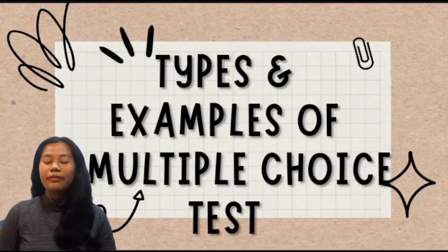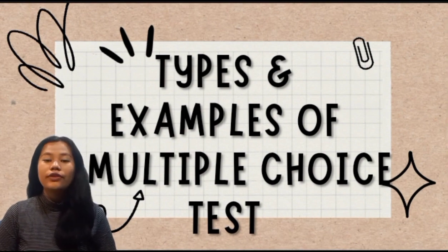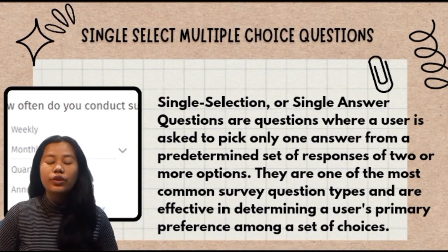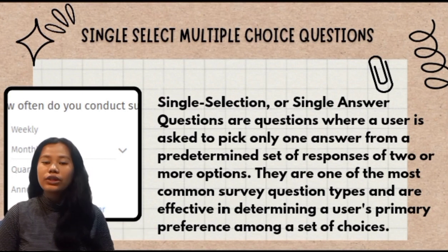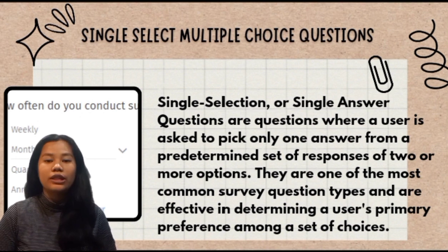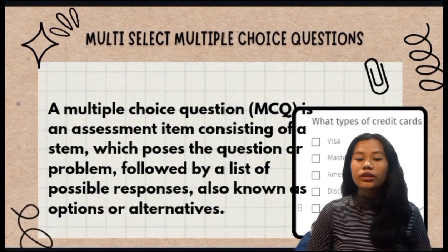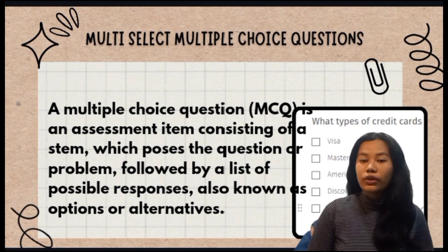Good day, sir. I am Leomar Suarez, and I was assigned to discuss the types of multiple choice tests. So first one is the single select multiple choice questions. Single selection or single answer questions are questions where a user is asked to pick only one answer from a predetermined set of responses of two or more options. They are one of the most common survey question types and are effective in determining a user's primary preference among a set of choices.